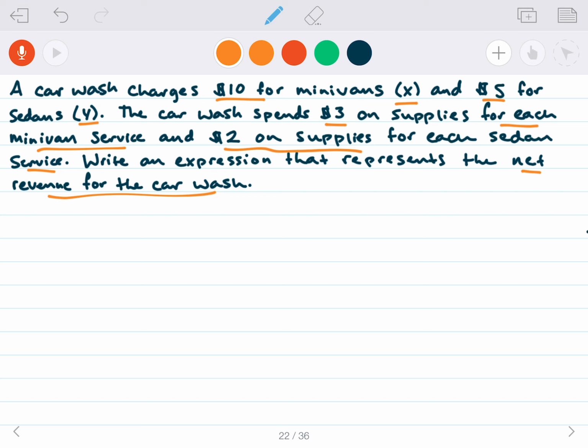Okay, so the revenue is going to equal something, right? So how much the car wash is making depends on the sales, like how much money we're getting for the services. So we know that the car wash charges $10 per minivan. So if there's X minivans, we're making 10 times X, right?